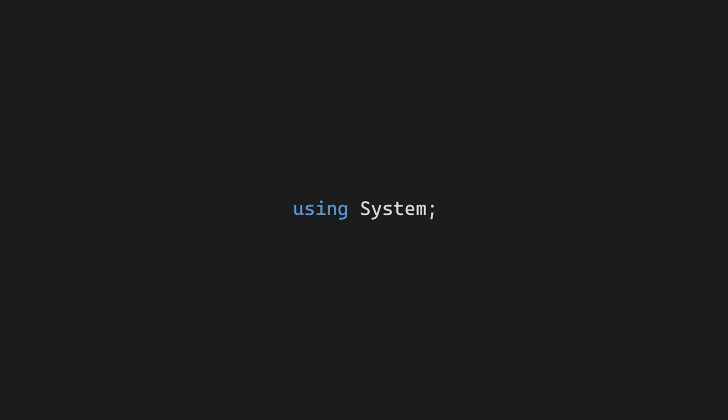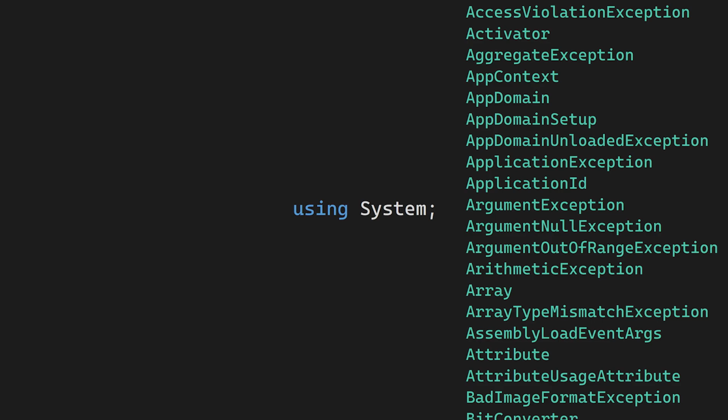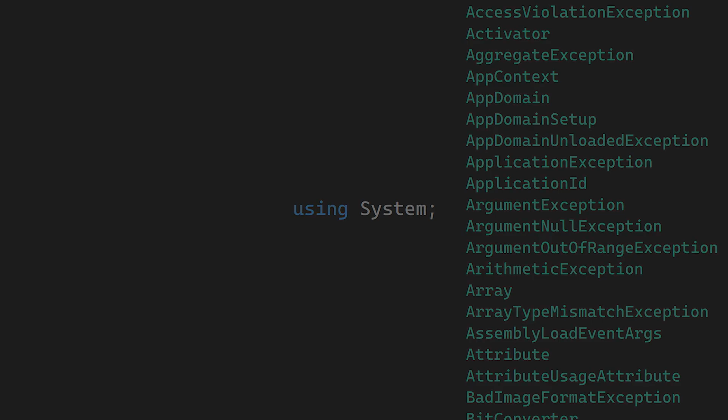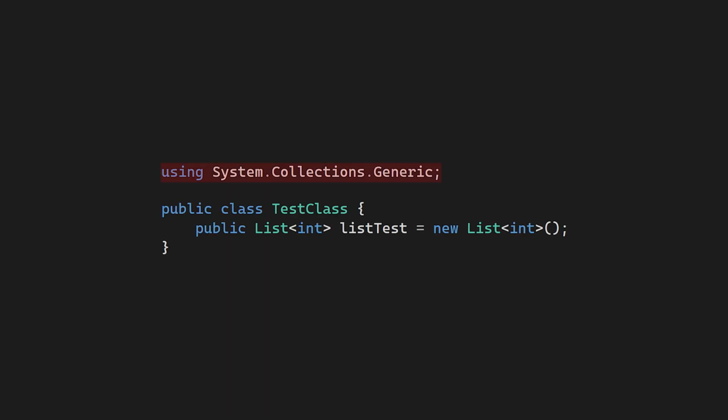The basic Using Directive takes a namespace and includes the types within that namespace in the current file. You can then use any of those types without having to specify the full namespace path. A very common example of this is System.Collections.Generic.List. Instead of having to type all of that out every time, you can add using System.Collections.Generic at the top of the file, and then just refer to List in your code.